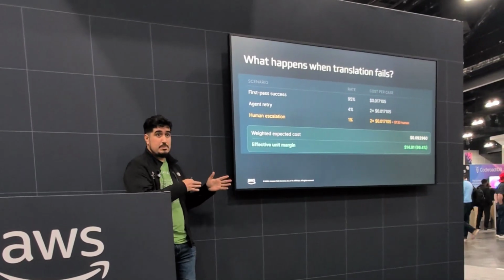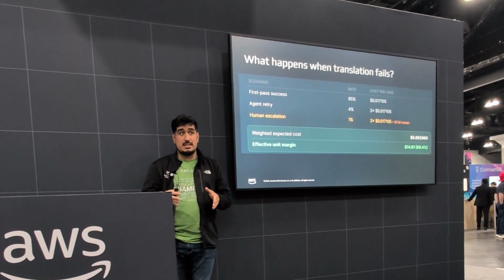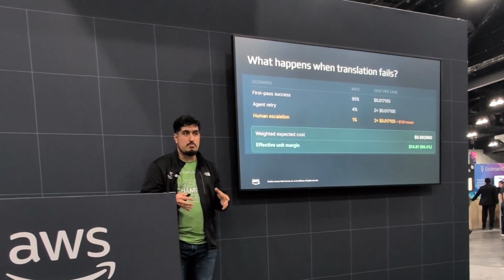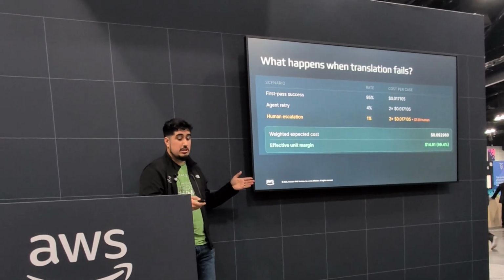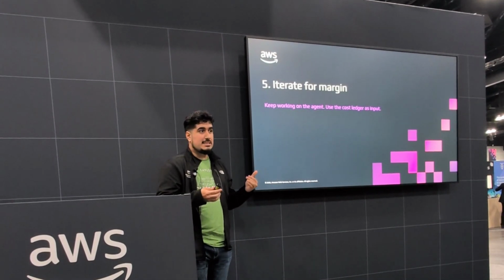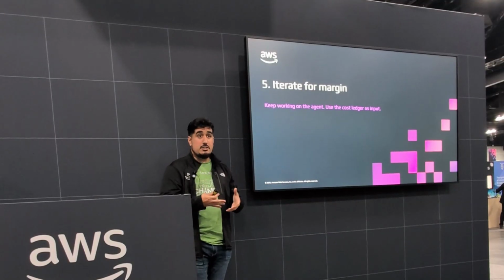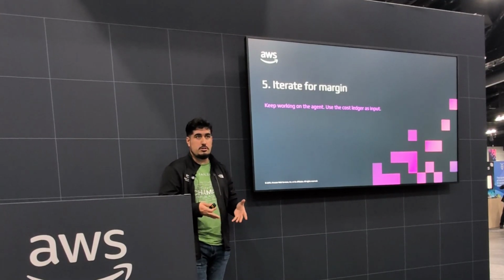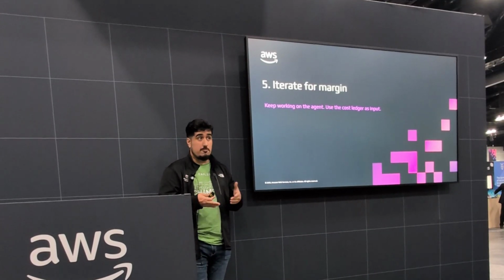Because remember, this is a POC. We did this in the easiest way possible, so we could measure more or less how much it will cost. Next, what we're going to do is iterate for margin. That means we're actually going to apply real serious engineering to the solution, build something better that hopefully is going to be cheaper.